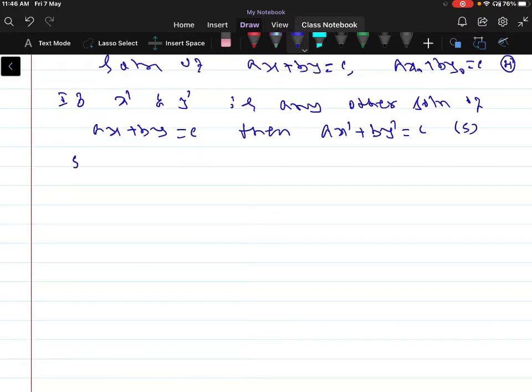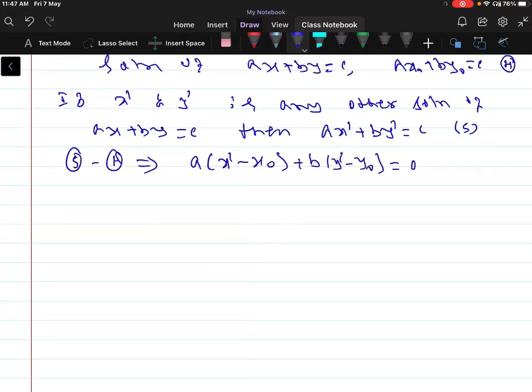Equation 5 minus equation 4 implies a into x dash minus x naught plus b into y dash minus y naught, RHS 0, since c minus c becomes 0. So this implies a into x dash minus x naught is equal to b times y naught minus y dash. Let us record this as equation number 6.